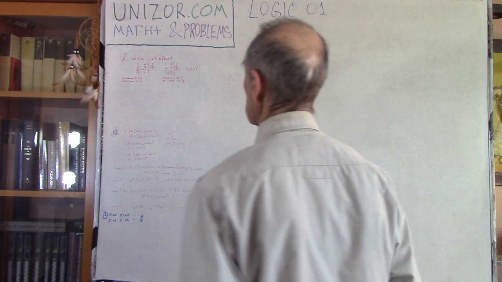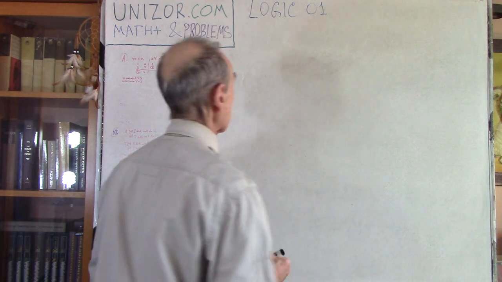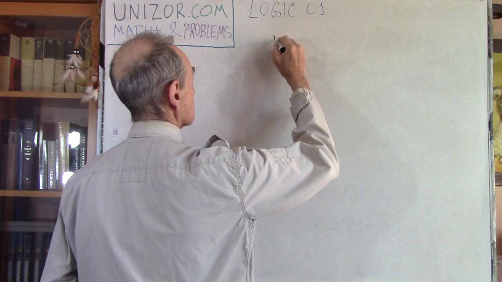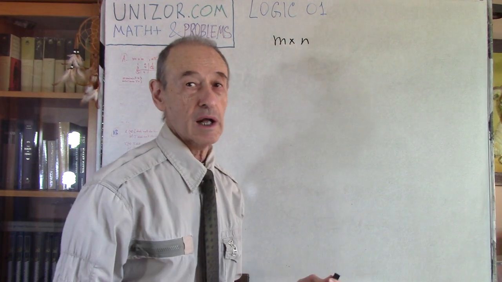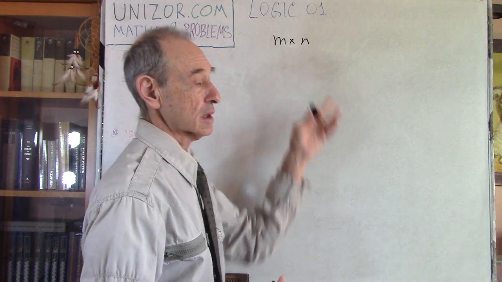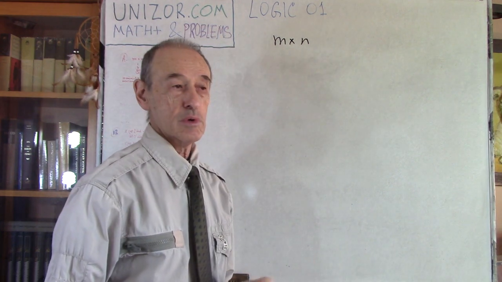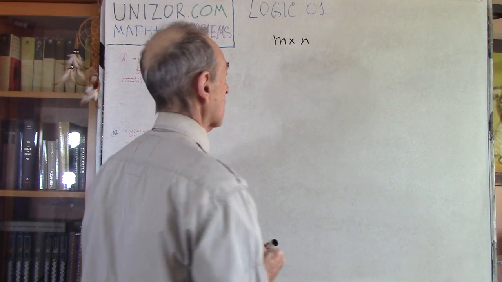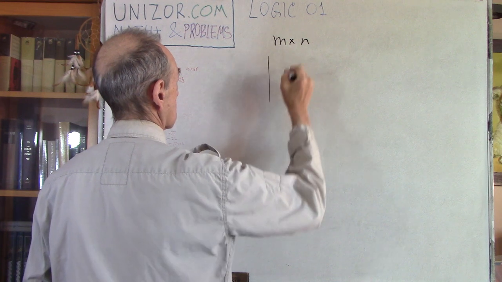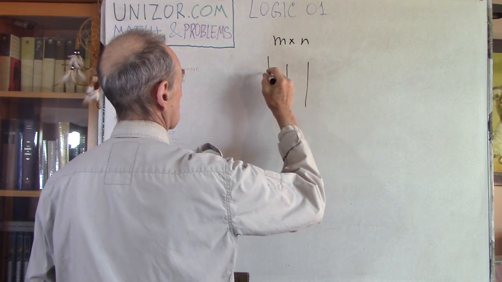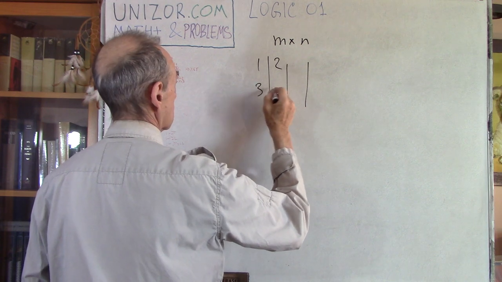So, three logical problems. Problem number one. Let's say we have a matrix of m rows and columns, and in this matrix we place numbers. In this case I suggest the numbers 1, 2, 3, 4.